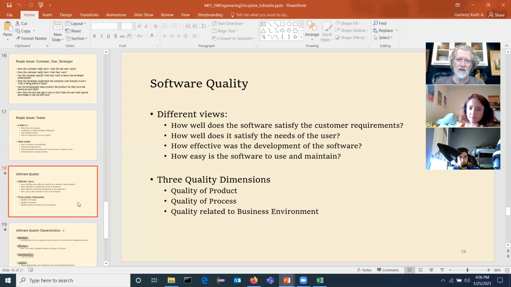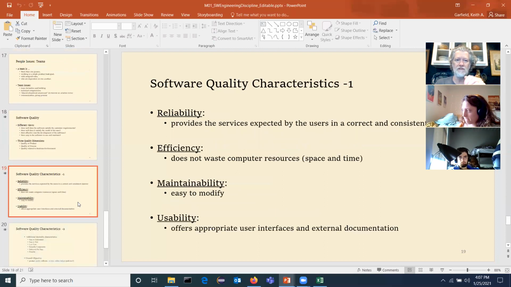So there's an aspect of how the process went there, but there's also an aspect of customer satisfaction there. And then how easy it is to use and maintain, which again, in academia, we don't get to deal with too often. So we have quality of product, process, and quality related to the business environment. How much money are we going to make off this thing?